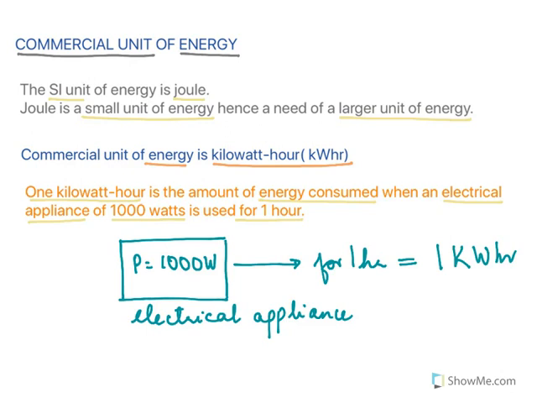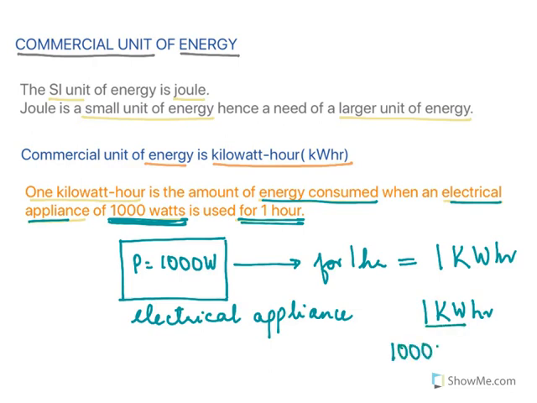So 1 kilowatt hour, I repeat, is the energy consumed when an electrical appliance of 1000 watts is used for 1 hour. It's quite easy to remember because 1 kilowatt hour means 1 kilowatt, which is 1000 watts, for 1 hour. So an appliance having a power of 1000 watts is kept on for 1 hour. The energy used there is called 1 kilowatt hour.